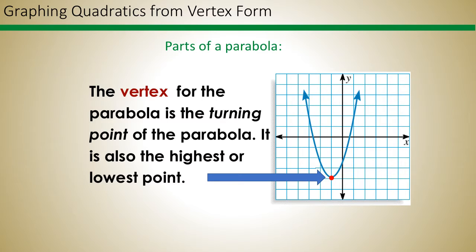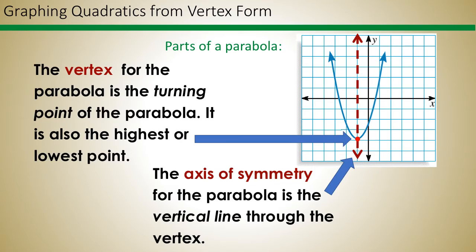So the one important part is a vertex. We can see the vertex is right here, and the vertex for the parabola is the turning point of the parabola and is also the highest or the lowest that we are going to see. So it's important for you to know that your vertex is going to be right here.